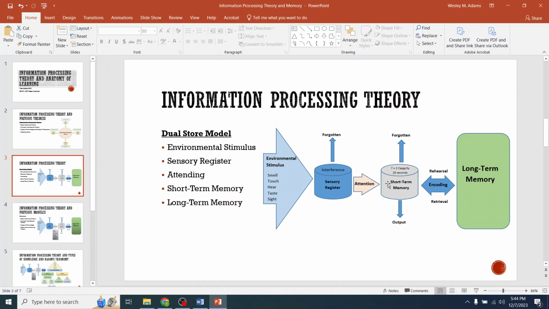So you can hold information in short-term memory without rehearsal for about 20 seconds for the average person. If you don't rehearse it enough, it's lost. If you rehearse it enough, it can go into long-term memory, which is indefinite.